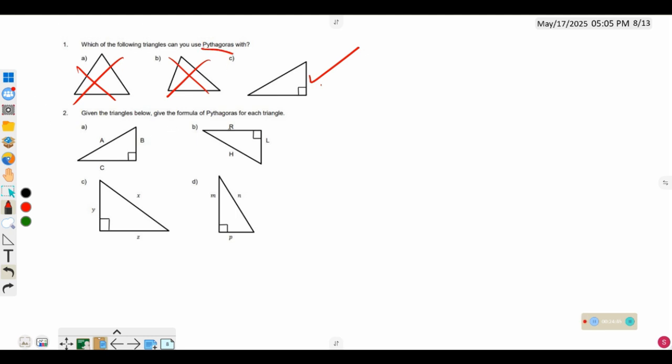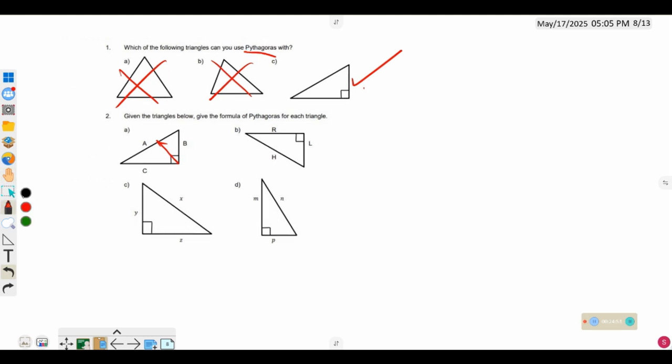Given the triangles below, give the formula for the Pythagoras theorem in each. First of all, identify the hypotenuse. Draw that, then go for it. Which gives you that your hypotenuse is A. So by default, then A squared should be equal to what? B squared plus C squared. The square on the hypotenuse equals the sum of squares on the other two sides.